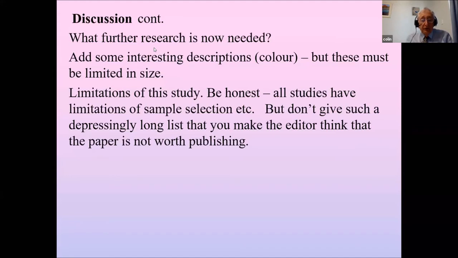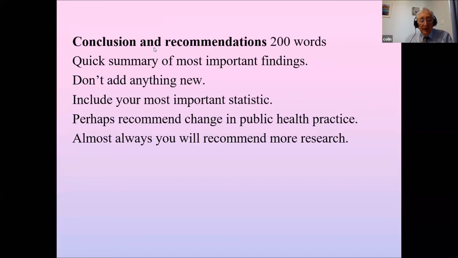Don't give such a depressingly long list that you make the editor think that your paper is not worth publishing. A paragraph with 3 or 4 limitations is what we need. And then you finalize your paper with a conclusion, the last paragraph, where you provide a quick summary of the most important findings. In the abstract at the beginning and the conclusion at the end, you don't put in any statistics or any information that is not included in your statistics in the actual article.